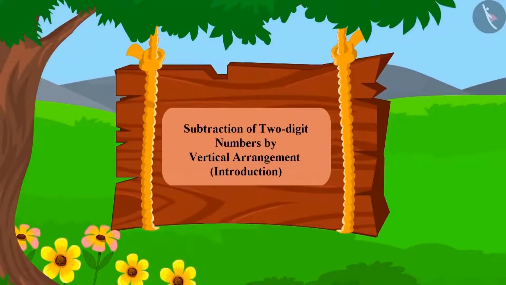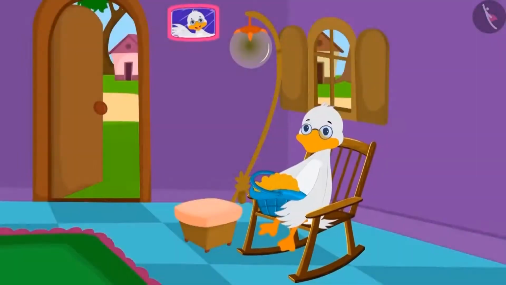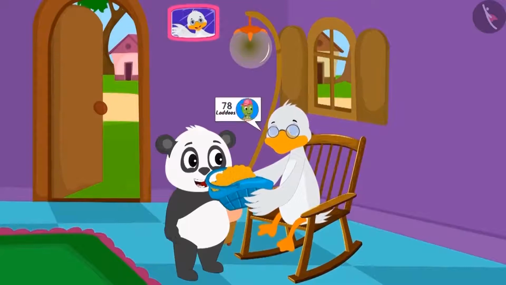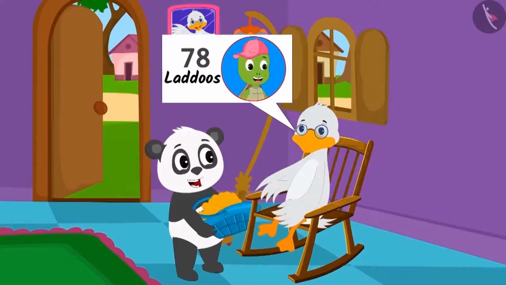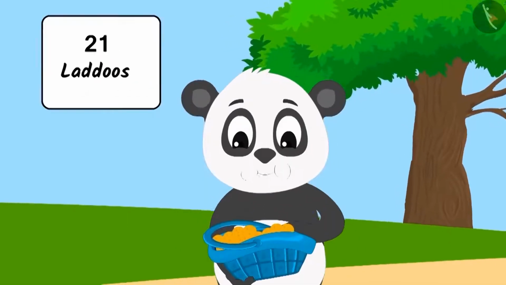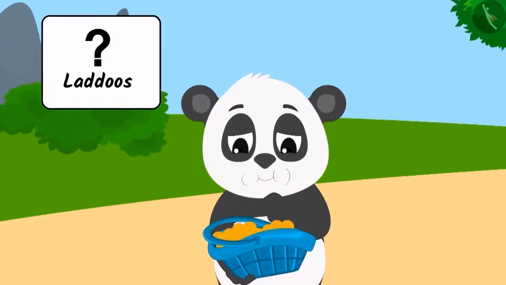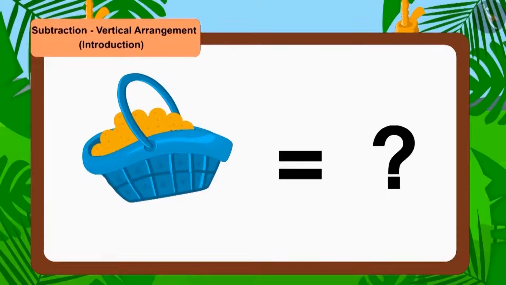Children, in this lesson, we will learn the process of subtraction of two-digit numbers by arranging them vertically. One day, Duck Uncle asked Golu to deliver 78 laddus in a basket to Tufan Turtle in another village. Golu ate 21 laddus. Now, how many laddus were left for Tufan? Children, can you tell how many laddus are left in the basket now?